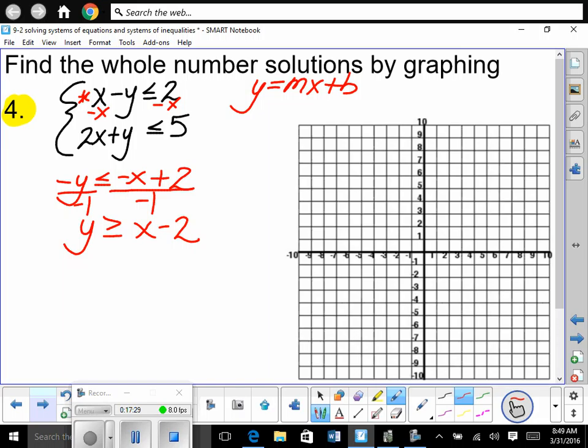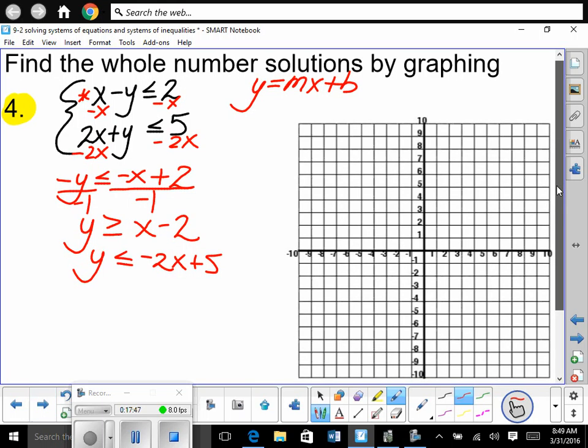Let's fix the bottom. So we would subtract 2x. We want it in y equals mx plus b form. So we have y is, we didn't have to change the inequality, so y is less than or equal to negative 2x plus 5. So I'm putting it in mx plus b form. Now we can graph each of those and then shade accordingly.